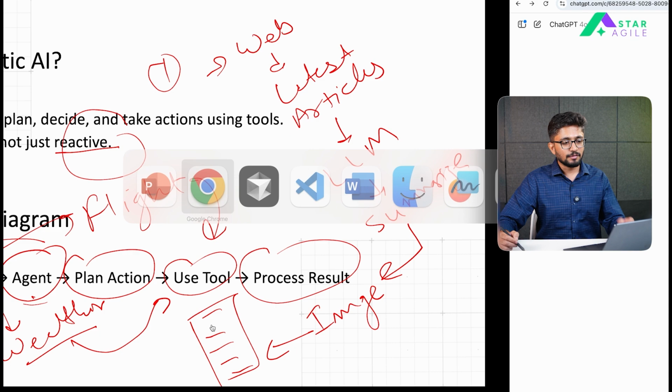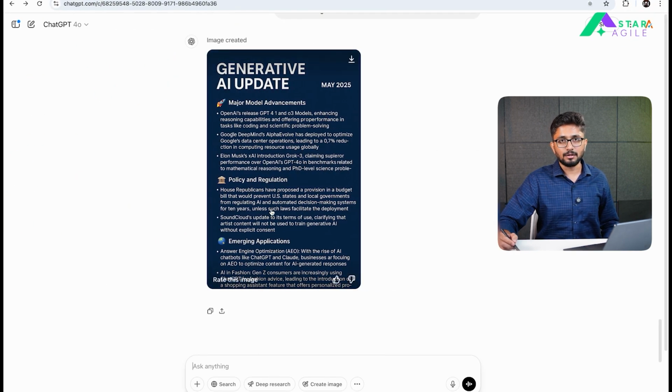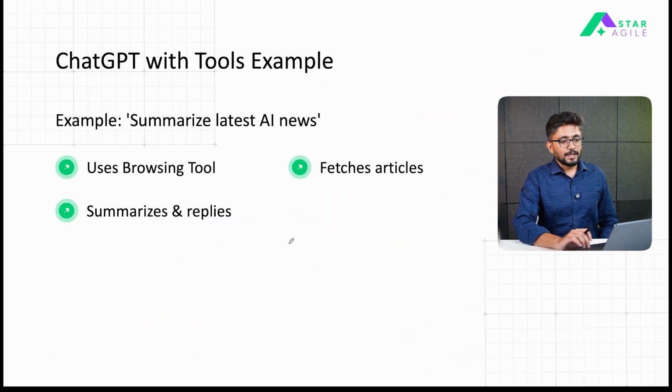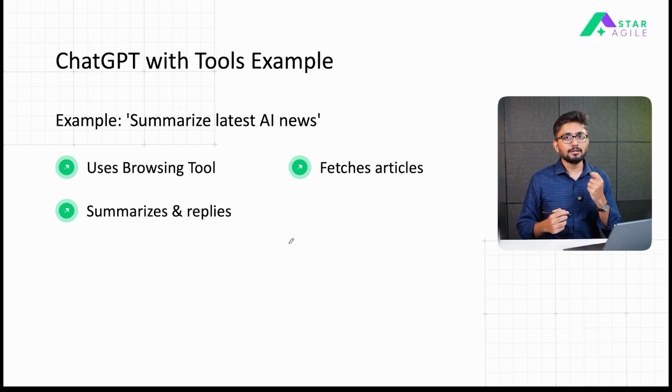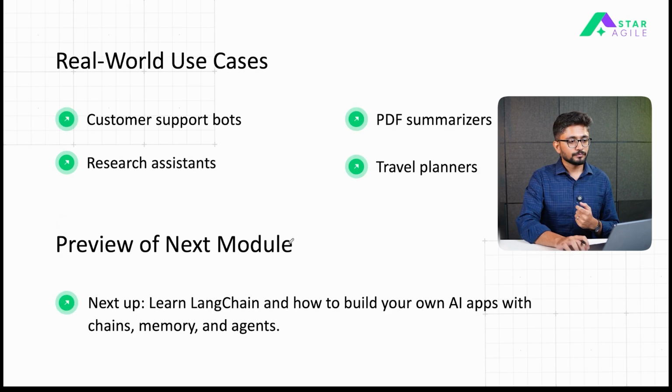So in our case, the final answer is basically this particular newsletter that contains the latest releases in the domain of generative AI as per May 2025. Right? So we have seen this ChatGPT with tools, right? So we have seen how browsing works, how it can fetch the articles, and how it can summarize and reply back to us in a single short example.